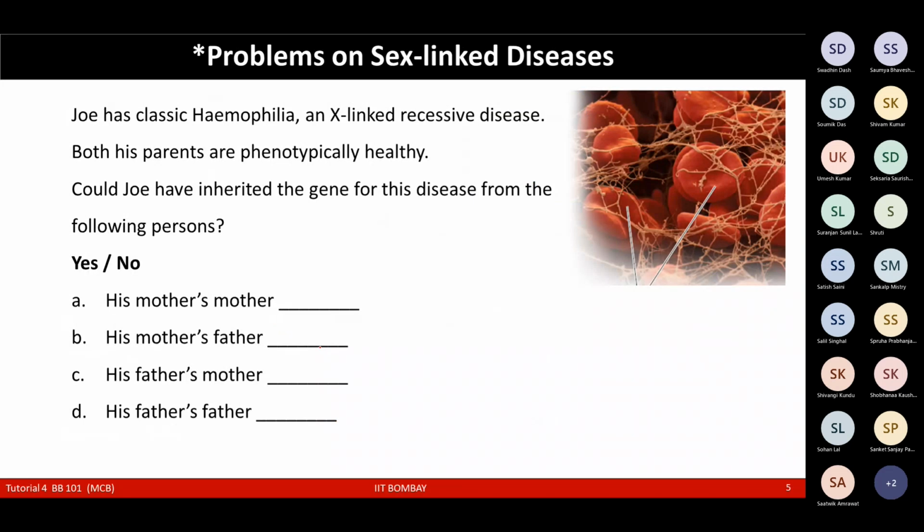So now you have to tell the answer of this part. Suppose Joe has classic hemophilia, which is an X-linked recessive disease. Both his parents are phenotypically healthy. Could Joe have inherited the gene for this disease from the following persons? His mother's mother. Let me clarify this part.